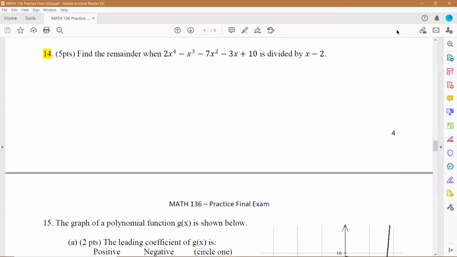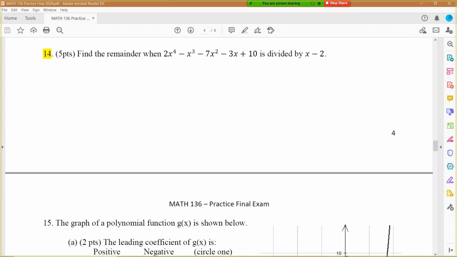Okay, so moving on to question 14. Question 14 says find the remainder when this polynomial is divided by x minus 2. So easiest way to find a remainder is to do synthetic division. If you want to do long division, that's fine too. What would you prefer? Synthetic or long division? Synthetic, how did I know?